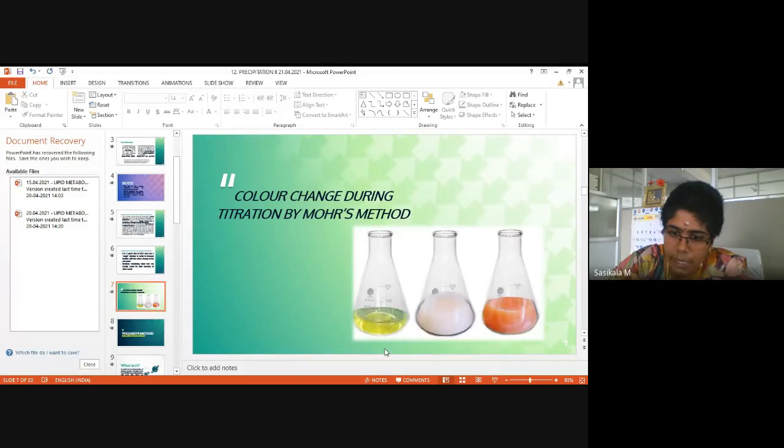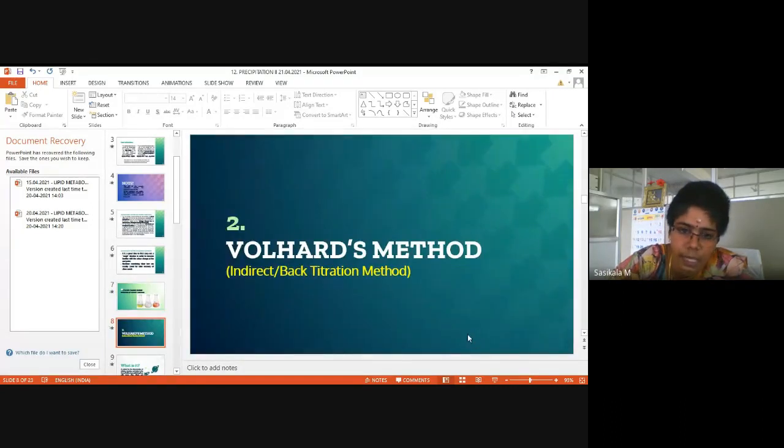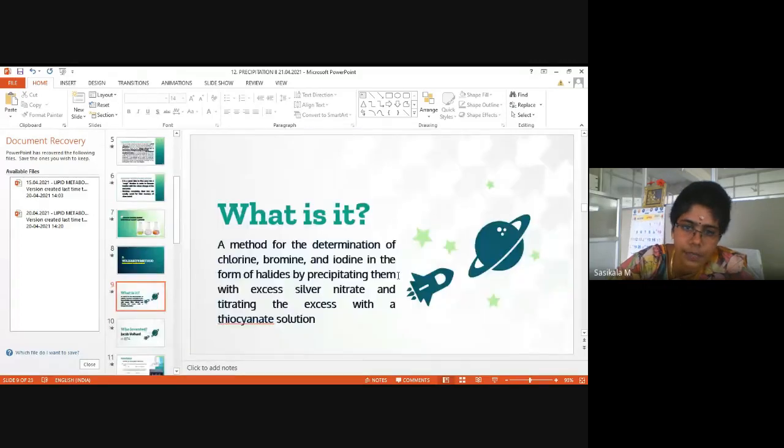While adding the indicator potassium chromate, the color change occurs. With potassium chromate, silver chromate is formed, giving a reddish brown precipitate. This is a direct titration, where here we are allowing silver and chloride to react in the conical flask itself, and the excess silver will be reacted with another titrant. So we are going to Volhard's method.